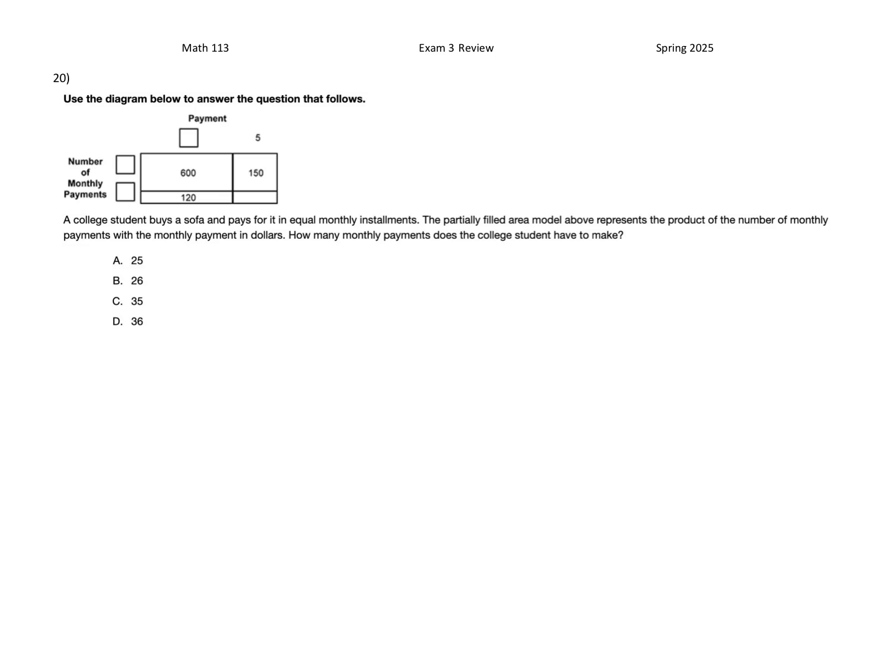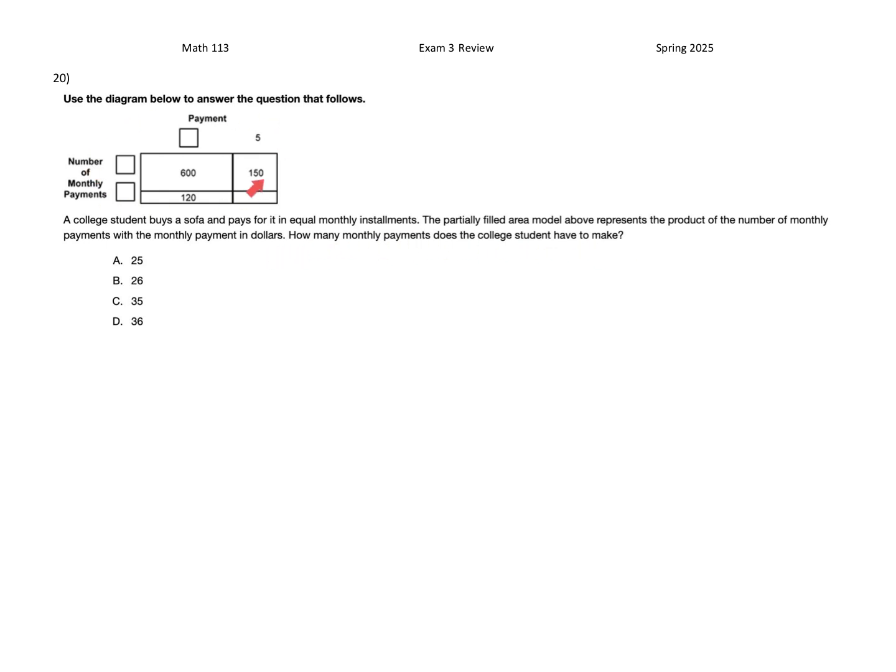Use the diagram below to answer the question that follows. A college student buys a sofa and pays for it in equal monthly installments. The partially filled area model above represents the product of the number of monthly payments, so that's this here, with the monthly payment here in dollars. So this is the number of monthly payments times the value of the payment. And you multiply those and you should get the total cost of the couch. How many monthly payments does the college student have to make?